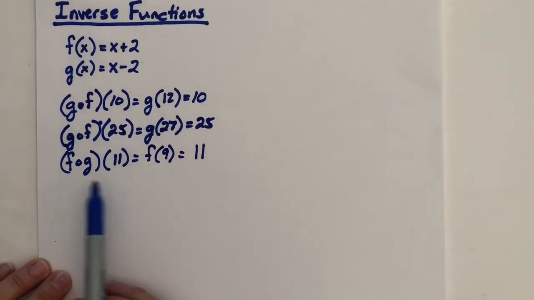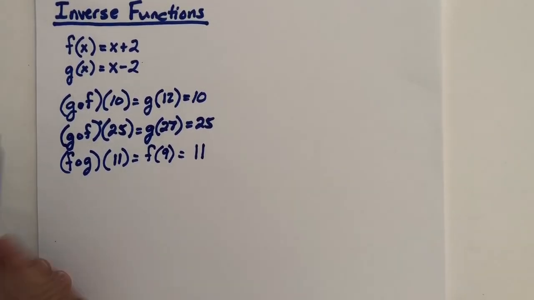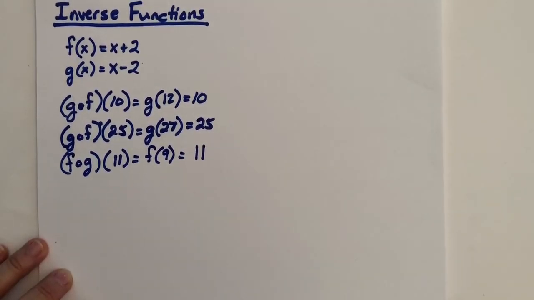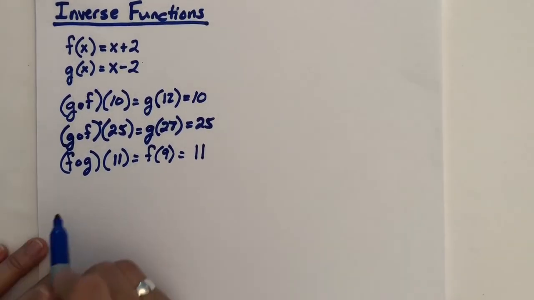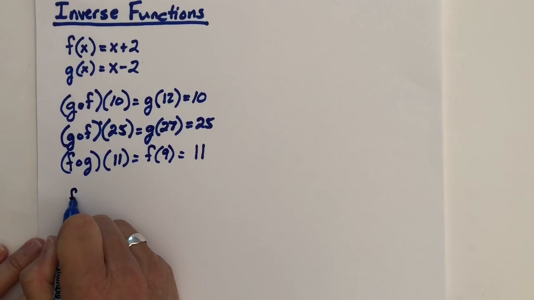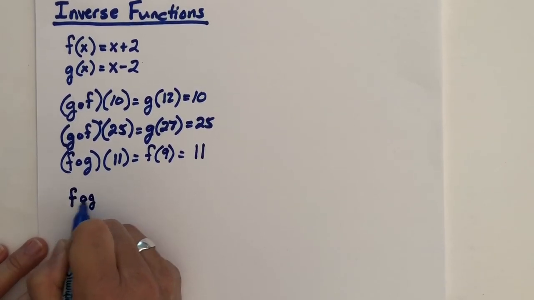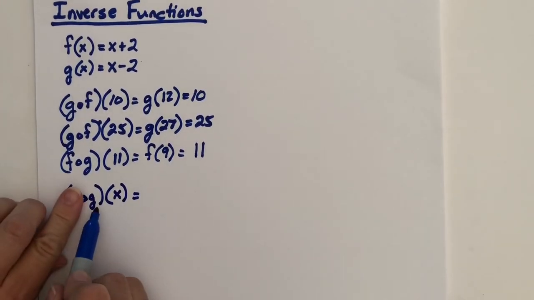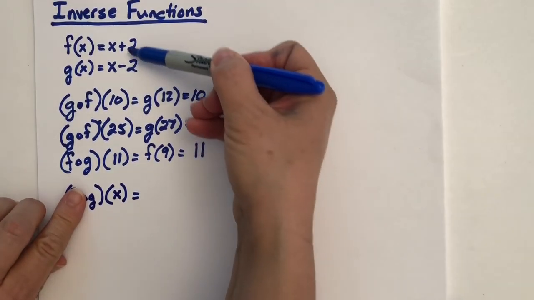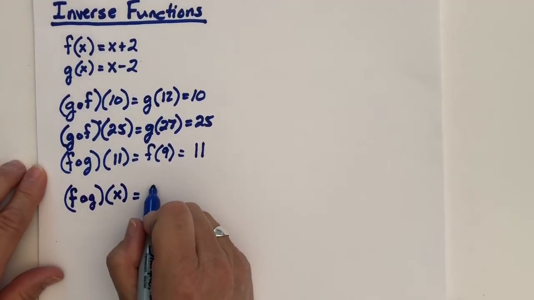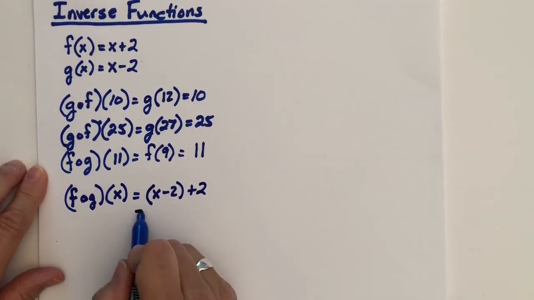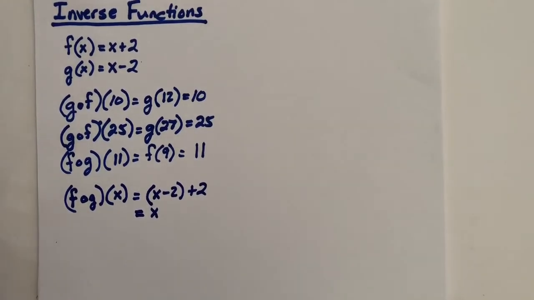If that's true for every number in the domains of f and g, then the functions are called inverses of each other. And we can confirm that these are inverses by doing that composition. So f composed with g of x. Remember, that means g is our inner function. We take the g function and pop it into the f function. So we would have x minus 2 plus 2. And when you simplify, you get x. So we have confirmed that f composed with g of x is equal to x.